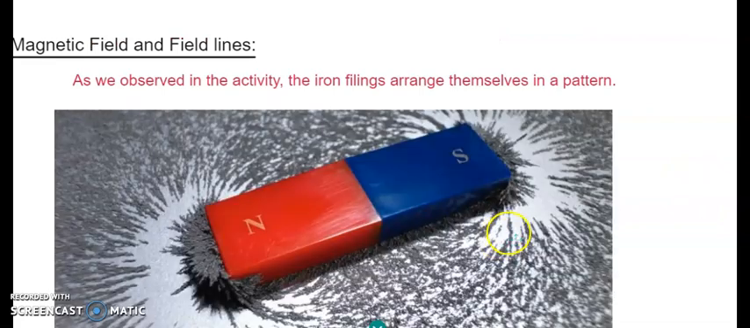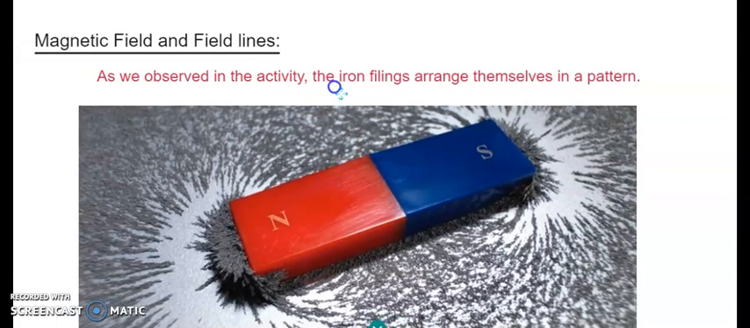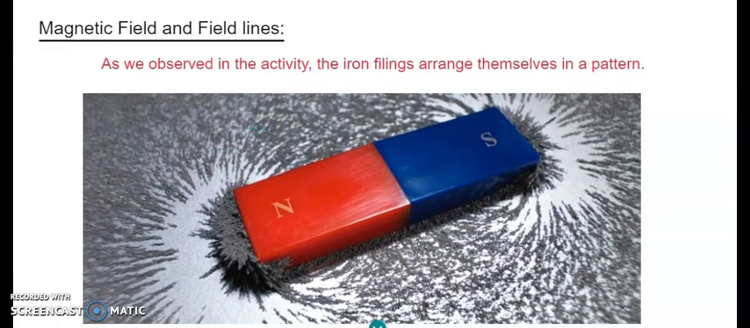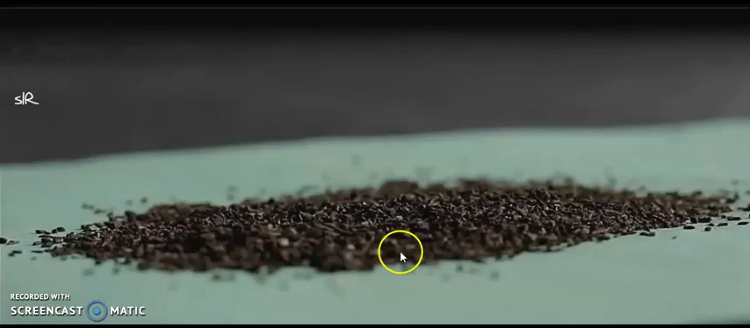Now we are going to talk about something called magnetic field and magnetic field lines. Again, let's look into an activity to understand what is being done, and then I'll explain further. On a plain sheet, they have taken some iron filings. Iron filings are shredded, very minute pieces of iron, but not powder of iron. They are tiny pieces of iron.